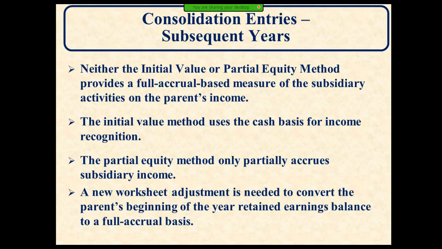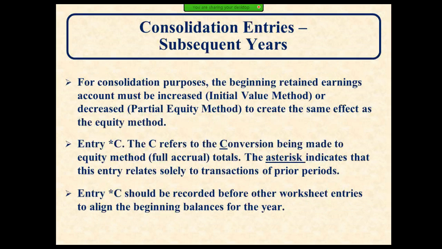So there will be some adjustments on a worksheet so we can convert the parent's beginning of the year retained earnings balance to that full accrual basis when we use these two methods. So when we consolidate, we're going to have to increase the retained earnings account under the initial value method, or in the case of the partial equity method, decrease it so we're in line with the equity method.